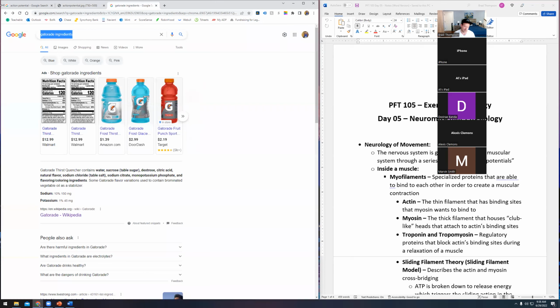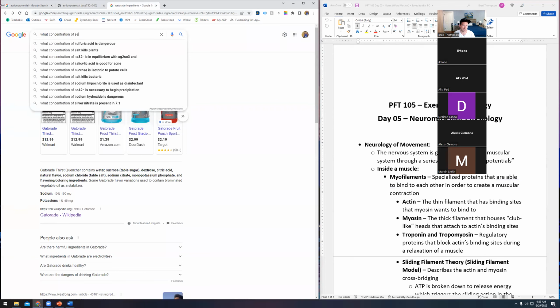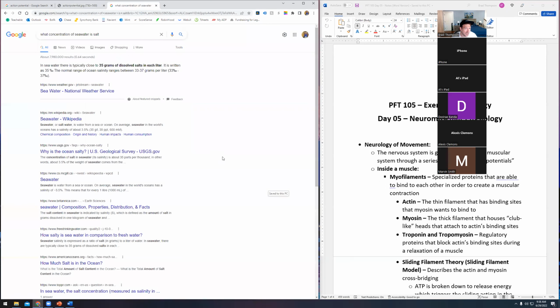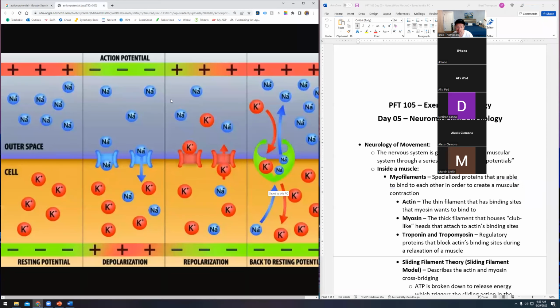If we look at, let's see here, what concentration of seawater is salt? 33%. So salt water is about 33 to 35, up to about 37% sodium, right? That's way higher. We are mostly filled with water, and some of the water that we are filled with is pretty salty. I mean, you've probably cried at some point, it's pretty salty sometimes, right?